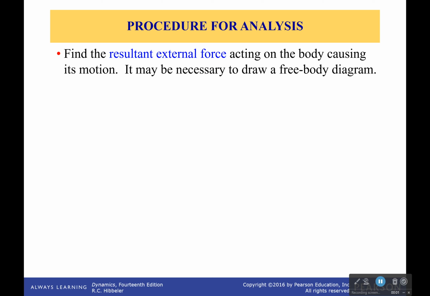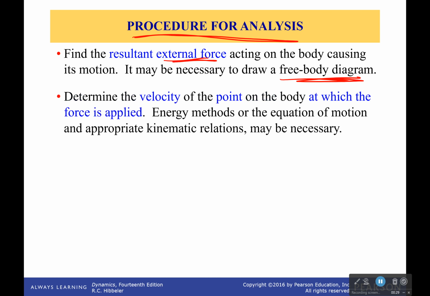Okay, so now that we have learned about what power and efficiency are, we're going to solve some problems doing that. Now, I want to give you a procedure for analysis, and then we're going to jump straight into our first example problem. So first off, you're going to find the resultant external force acting on the body, which is causing its motion. You're probably going to need to draw a free body diagram. That's just per the course. Pretty much everything in your procedure is going to require a free body diagram.